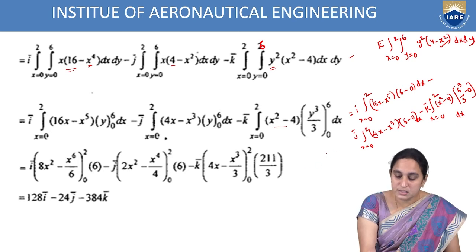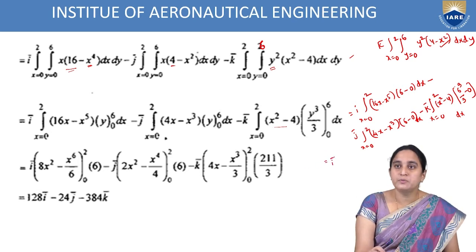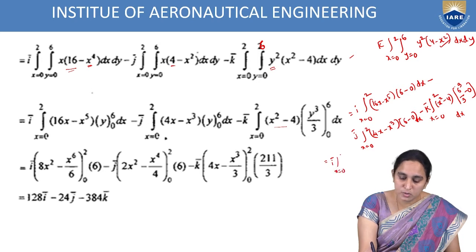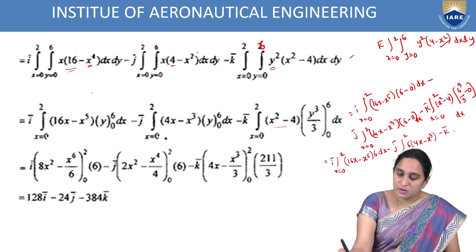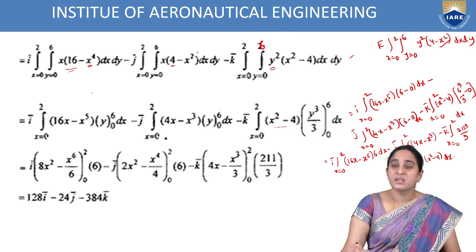After this step, this is equal to I bar into x from 0 to 2, 16x minus x power 5 into 6 dx, minus j bar into the integral of x from 0 to 2, 6 into 4x minus x cube, minus k bar into the integral of x from 0 to 2, 6 cube, that is 216 by 3, into x square minus 4 into dx.